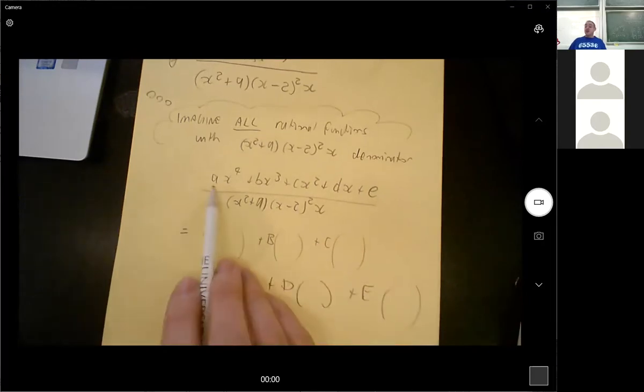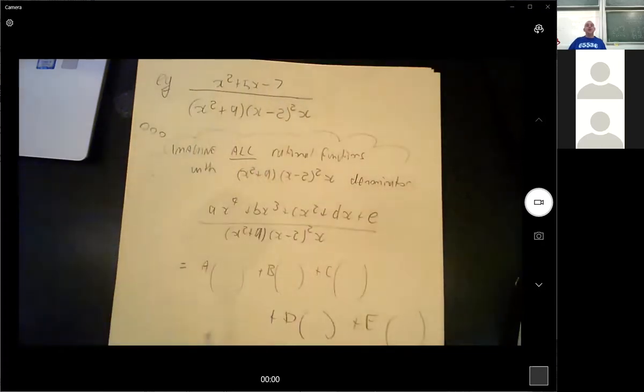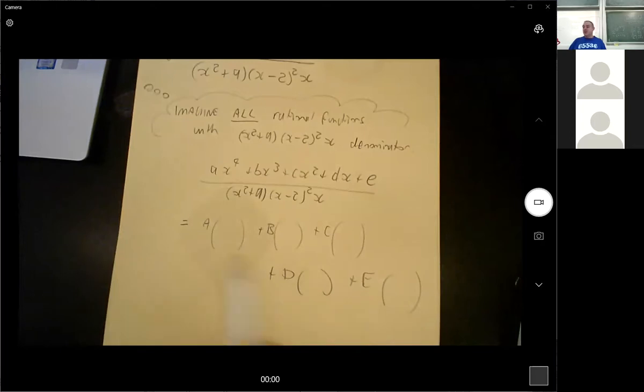If there's 5 unknowns here for all the possible things that you could have had, then there must be 5 unknowns on this side as well. That's why you need as many fractions as you do.